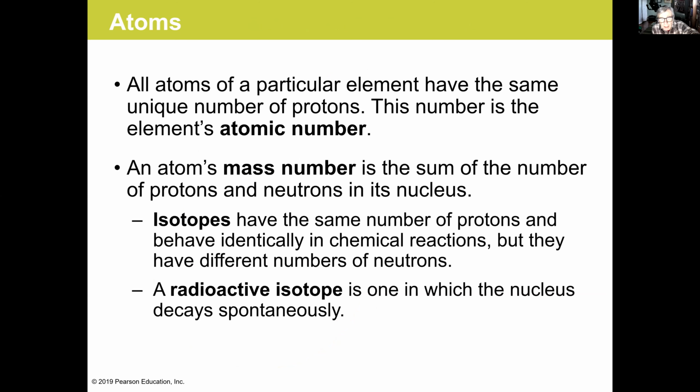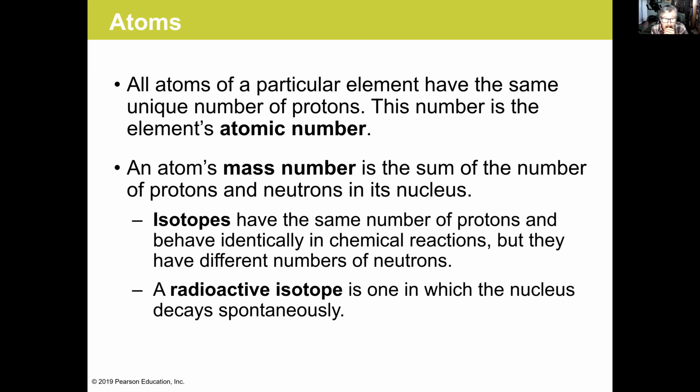So an isotope is two atoms that have the same number of protons. Therefore, they're the same element, but they have variable numbers of neutrons. They have different numbers of neutrons. And these are called isotopes.